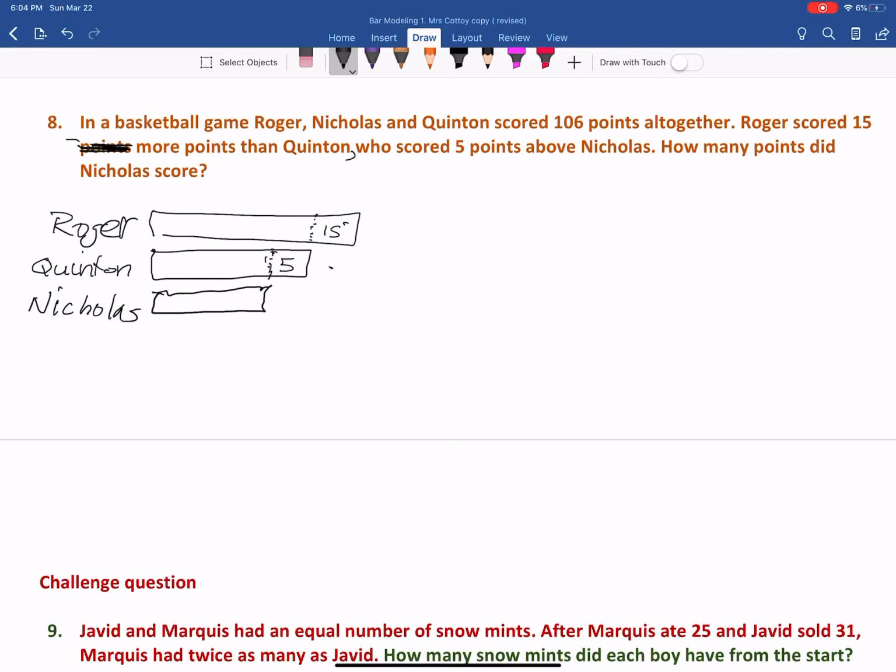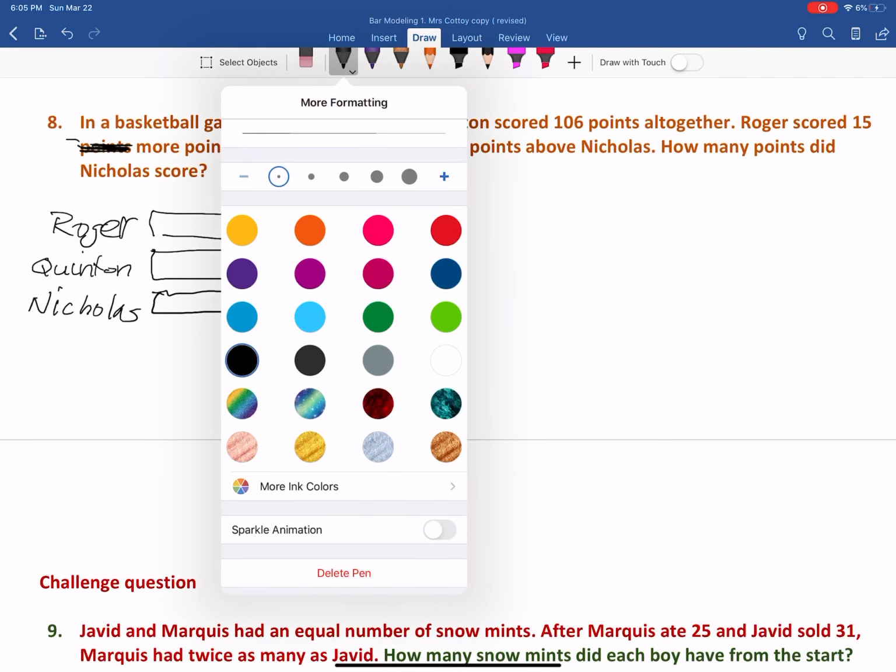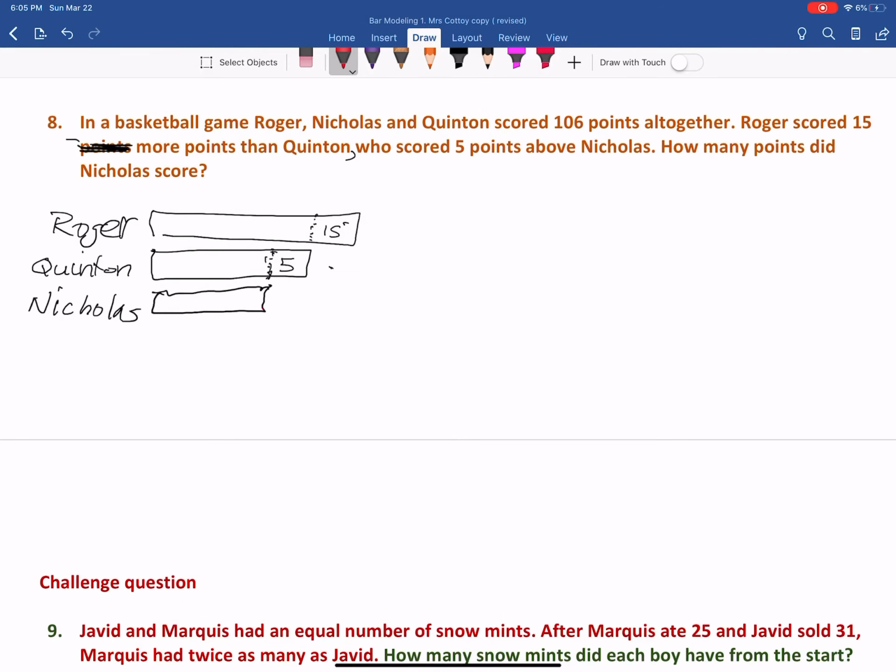Great. So let's compare now. All 3 boys would have had the same number of points if Roger's, Nicholas's, and Quinton's looked the same. So let's start from Nicholas and let's go up with a dotted line. Let me change the color. Alright, so I'm using a dotted line going up. This is how many Nicholas has. This is how many Quinton would have had if they had the same number. And this is how many Roger would have had if we had the same number.